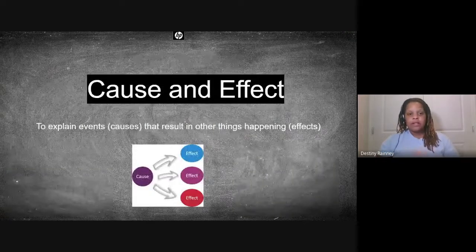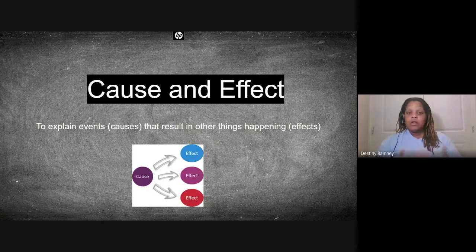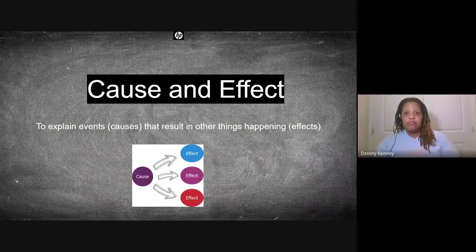Next, we have cause and effect. Authors use cause and effect to explain events or causes that result in other things happening. For instance, if you overslept, you could miss the bus. Or you overslept and you weren't able to eat breakfast, you had to rush out of the house to catch the bus, so you were hungry at school. It winds up being a domino effect.